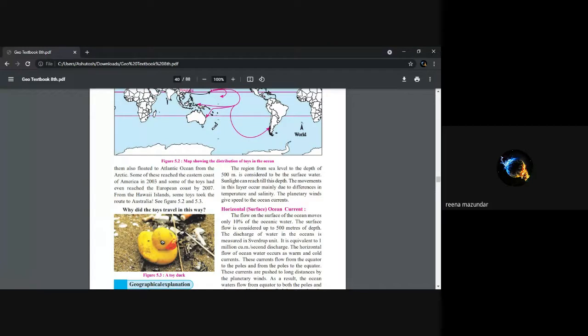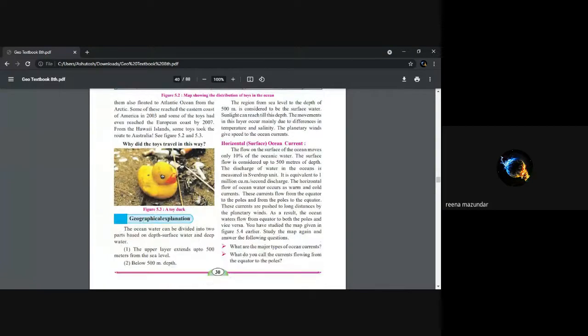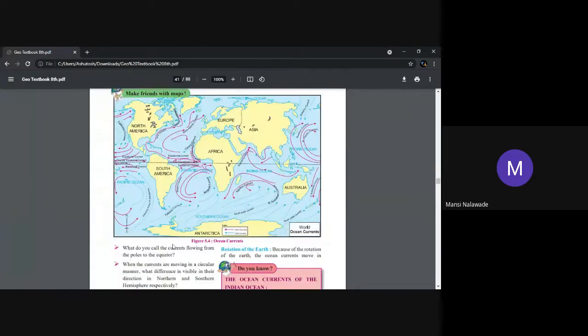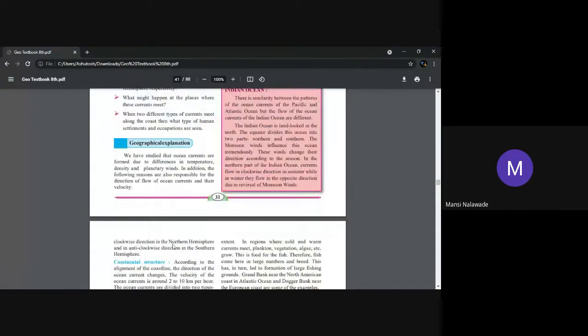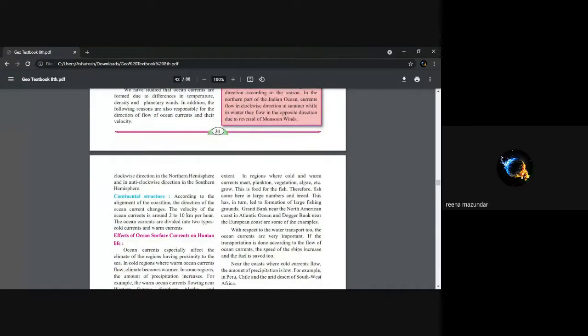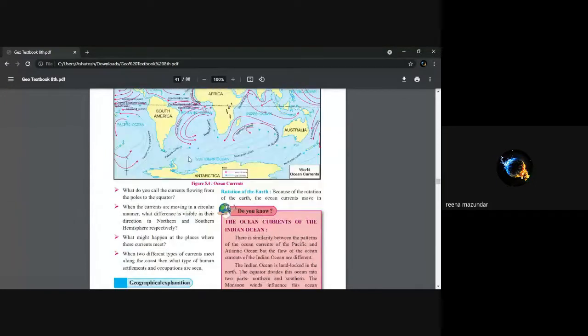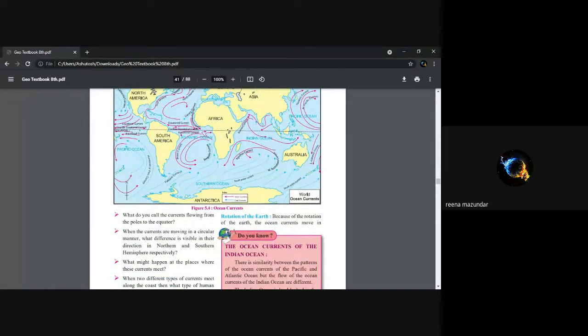Now the explanation is given why it happened. The ocean water can be divided into two parts based on the depth surface. I think we finished this also, 5.4. Teacher, we have completed up to page number 31. Remaining is the continental structure and all. So 5.4 shows all the currents, hot and cold, warm currents and cold currents.